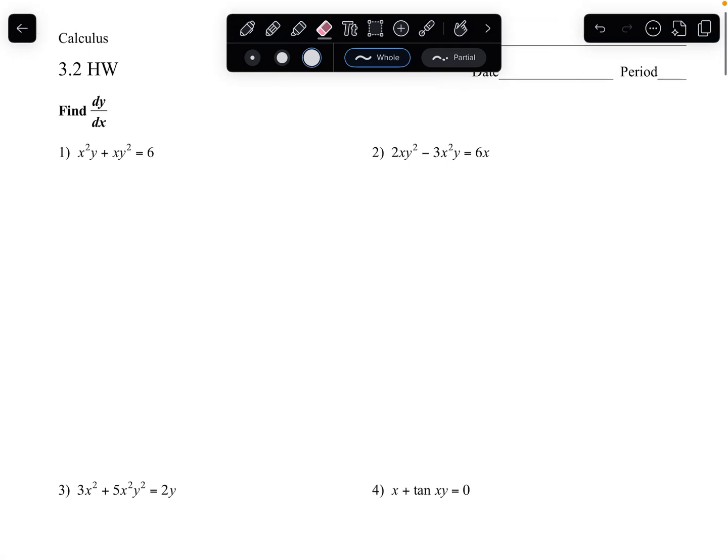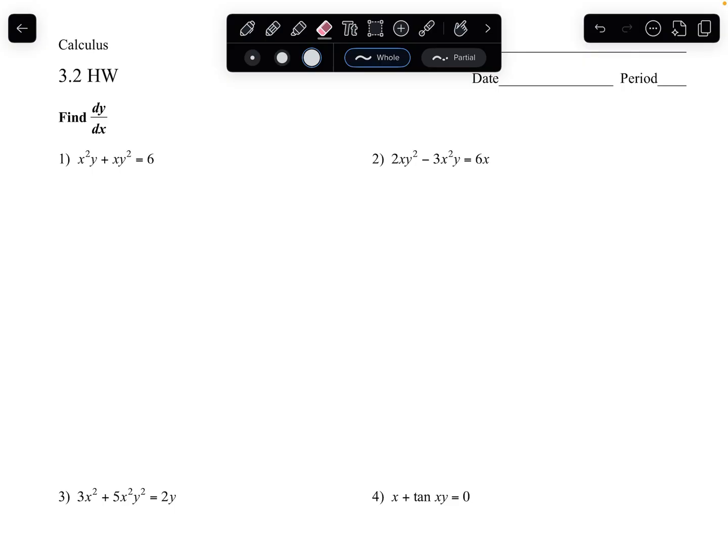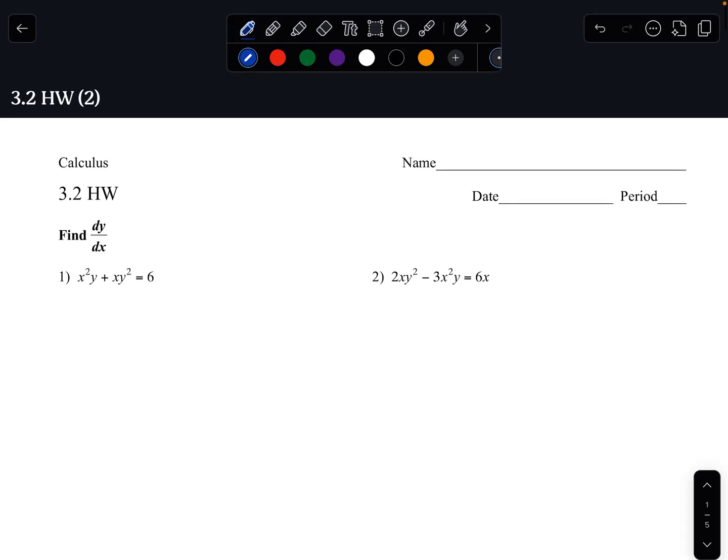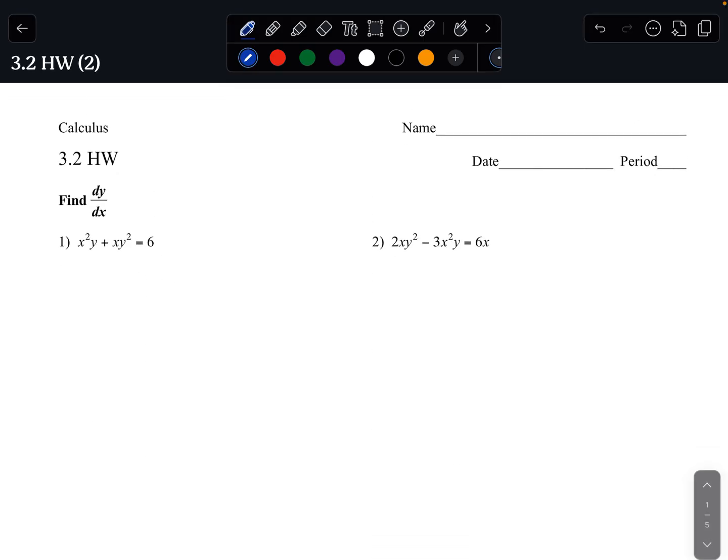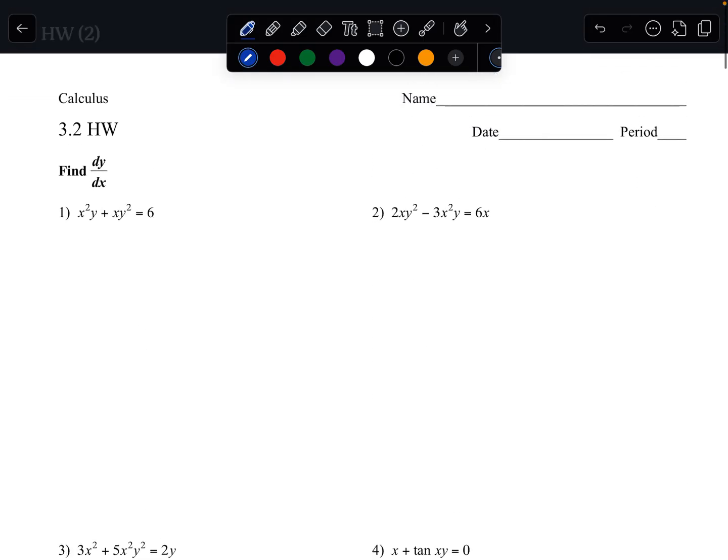Okay, this will be 3.2 homework, implicit differentiation. Very tricky kind of a thing to do, but let's give it a go.